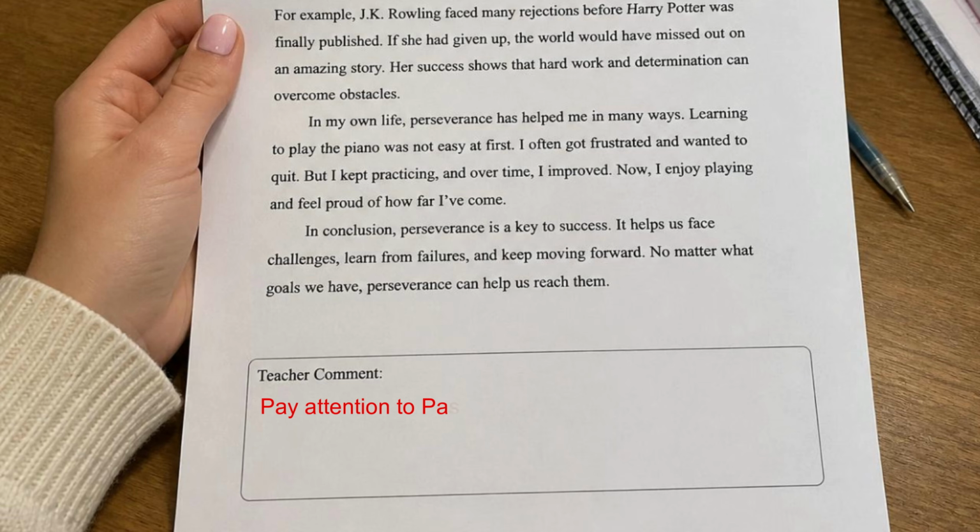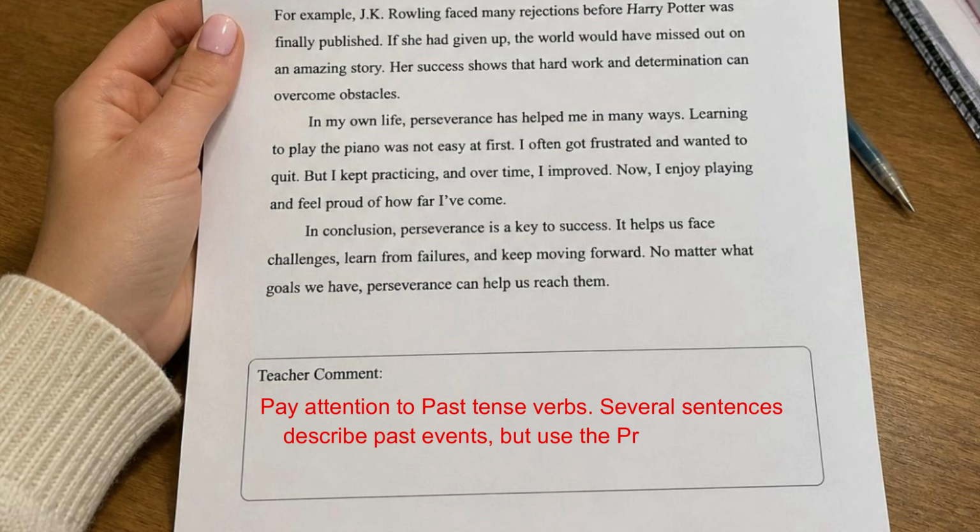For example, pay attention to past tense verbs. Several sentences describe past events but use the present tense. Find 3 examples and try correcting them. Now the feedback becomes a learning activity instead of simply giving the student all the answers.